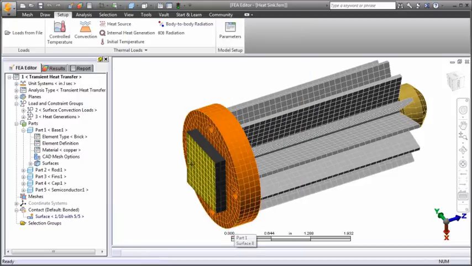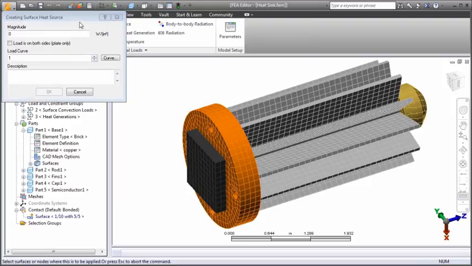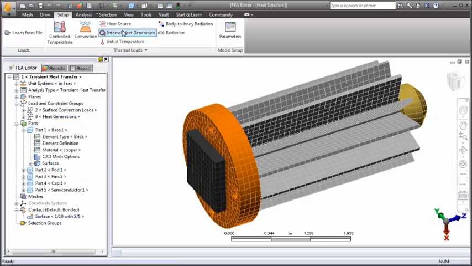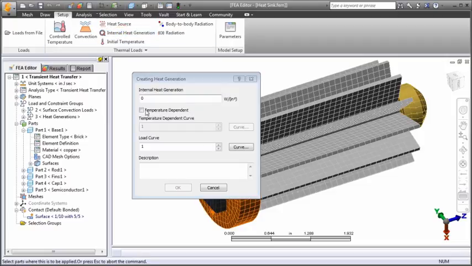You can apply heat source loads to surfaces or vertices. A positive value represents a heat source and a negative value a heat sink. The magnitude can be fixed or time dependent. You can define internal heat generation for parts. The heat output can be constant or can be time or temperature dependent.